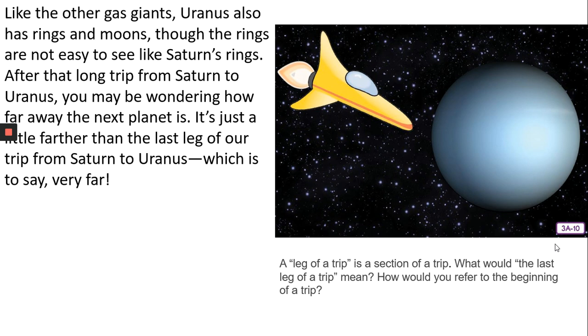Like other gas giants, Uranus also has rings and moons, though the rings are not easy to see like Saturn's rings. After that long trip from Saturn to Uranus, you may be wondering how far away the next planet is. It's just a little farther than the last leg of our trip from Saturn to Uranus, which is to say, very, very far. When I say a leg of a trip, I'm talking about this section of a trip.